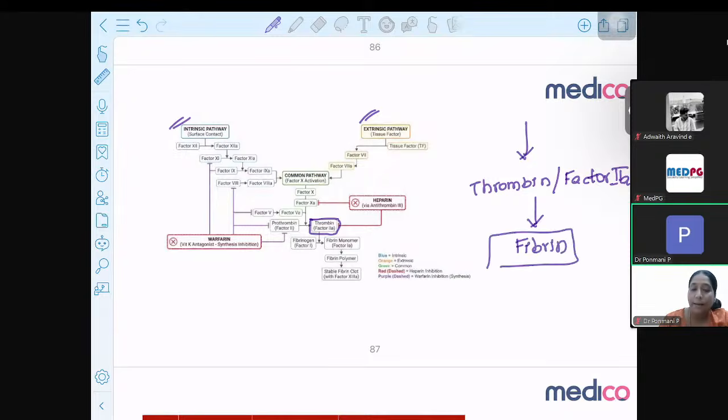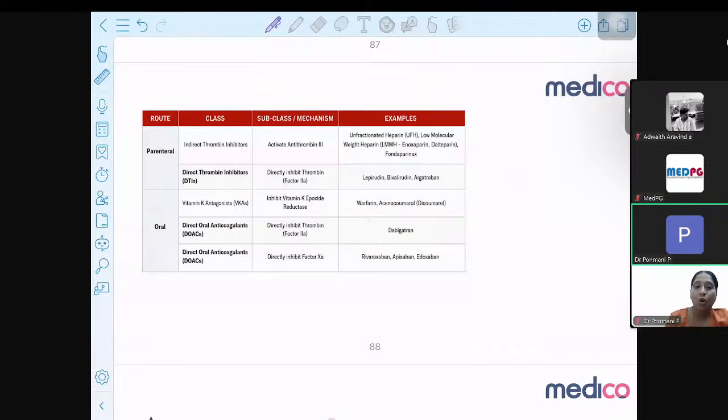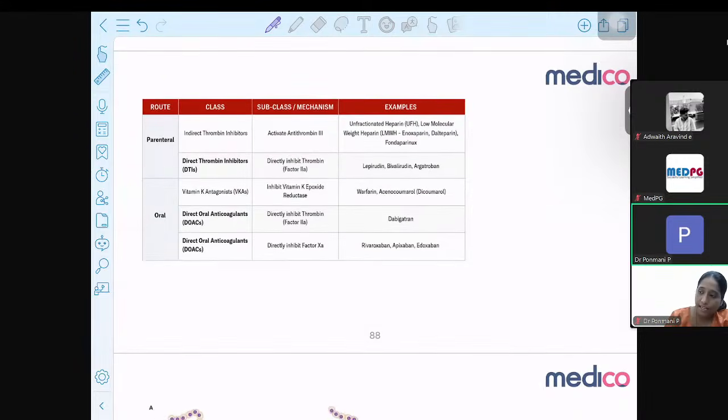So this is the mechanism by which thrombin is going to get formed. And what is heparin going to do? Heparin is going to inhibit the formation of thrombin. So we need to look at the list of anticoagulants. As we already know, the anticoagulants can either be a parenteral anticoagulant or an oral anticoagulant. Under parenteral anticoagulant, we have the heparins, that is low molecular weight heparin, unfractionated heparin, and also fondaparinux.